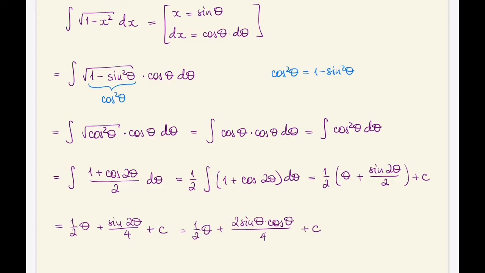Now I can see, of course, that I can cancel one of the 2's here. So let me go ahead and do that. So this will then be sine theta times cosine theta over 2. Right? So again, how do we get back to x's now? We're going to see two methods, an algebraic and a geometric one.